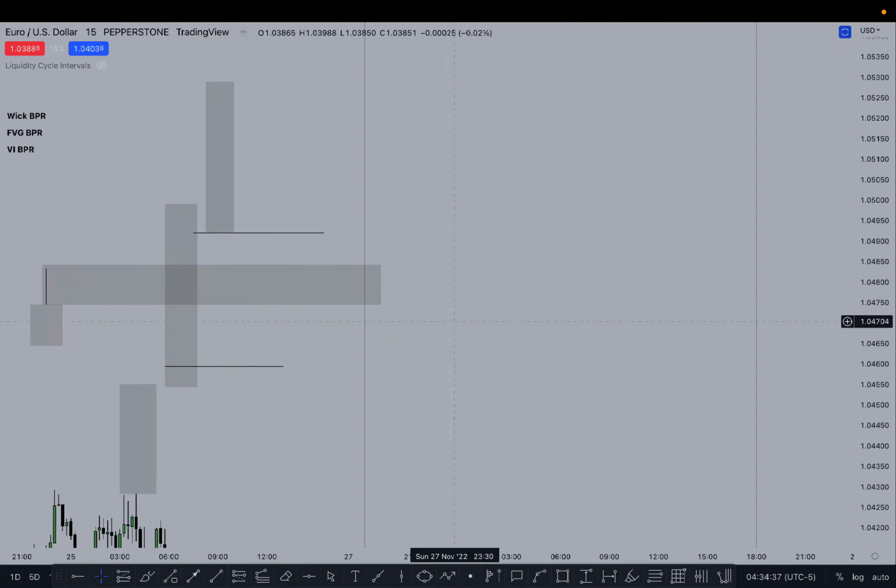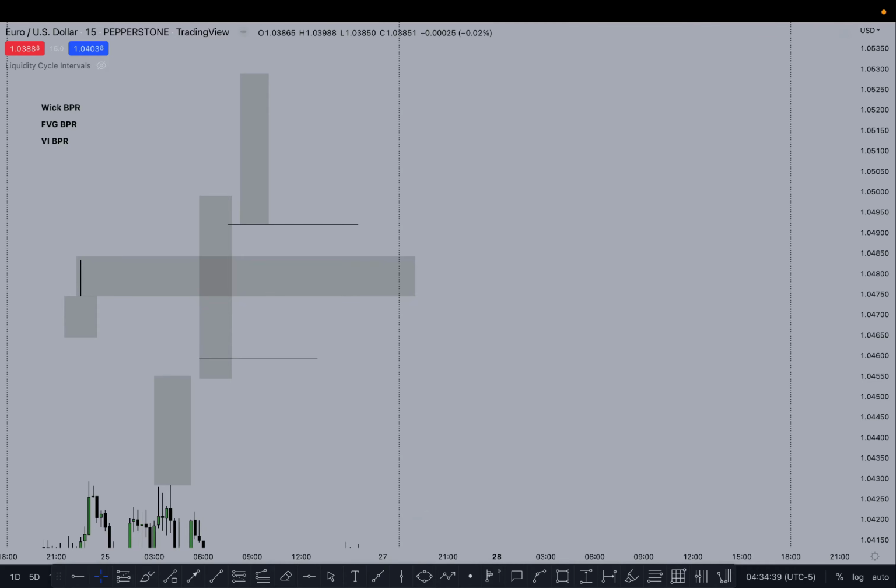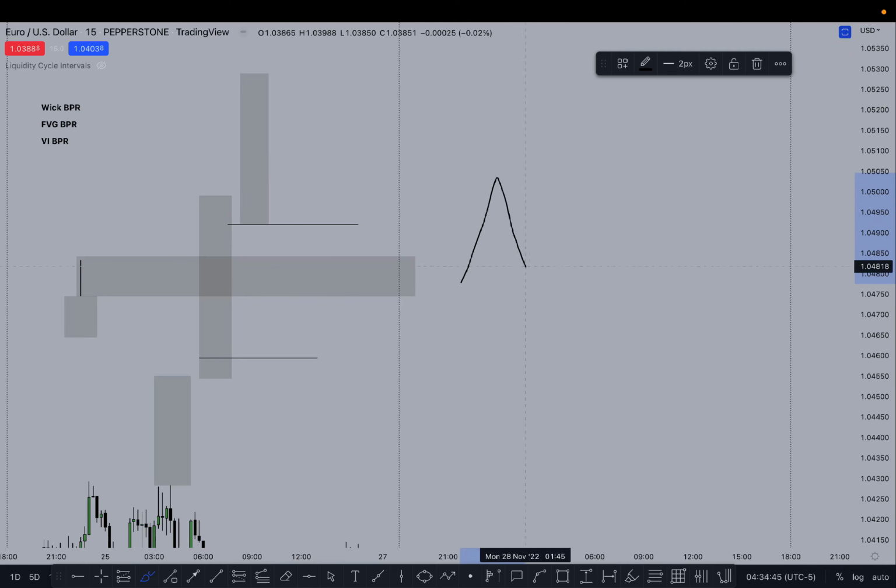Why is that? Here's the logic. We know that a wick at a high is equivalent to price going up and making an equal and opposite move down. And from ICT's own mouth, it came out that you can treat wicks as gaps. So if a wick is a gap, and a fair value gap overlaps this wick, which is also a gap, then that's a balanced price range.